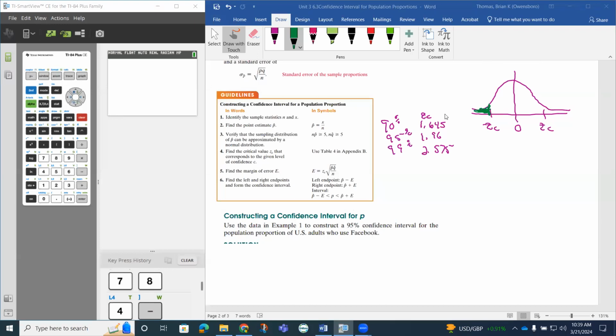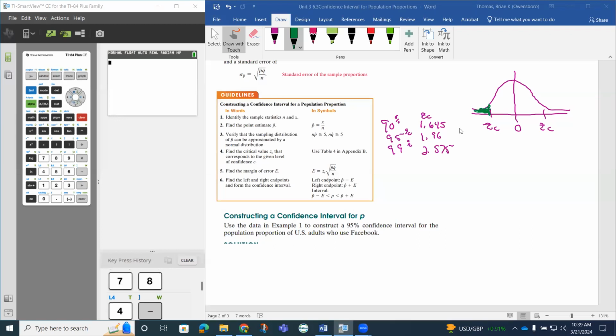So recall from 6.1, we made note of these critical value Z's: for a 90% confidence interval, the critical value Z was 1.645. For a 95% confidence interval, the critical value Z was 1.96, and for a 99% confidence interval, I think we used 2.575.